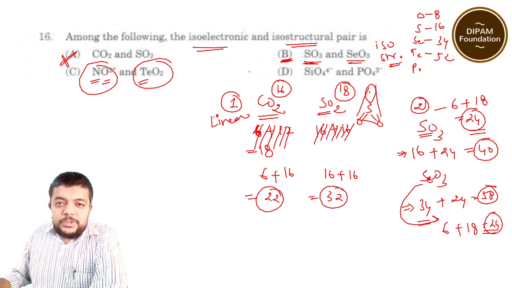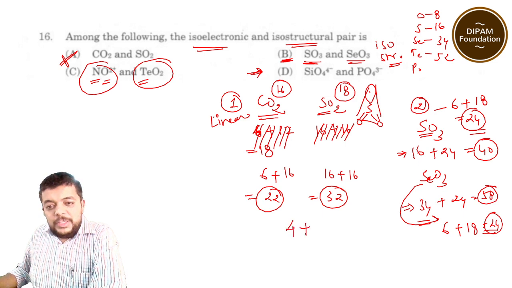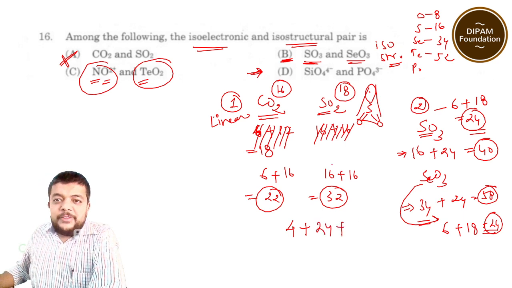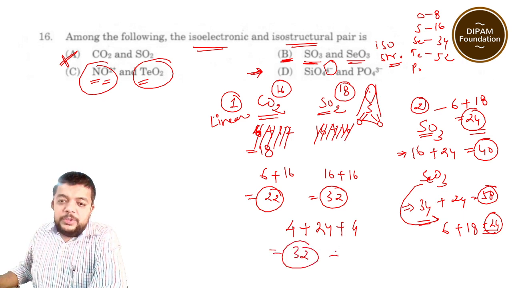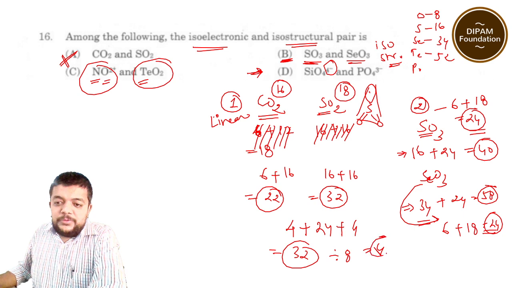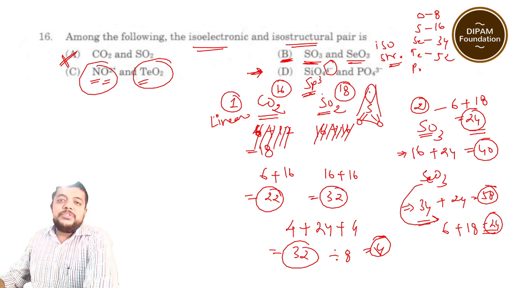Coming to this fourth example, that is SiO4 to the power 4 minus. Silicon has 4 valence electrons. Each oxygen is 6, so 6 fours are 24, and 4 extra, 4 minus. So it is 32, and when you divide 32 by 8, you end up with 4. When you end up with 4, it is sp3. So it has tetrahedral structure.